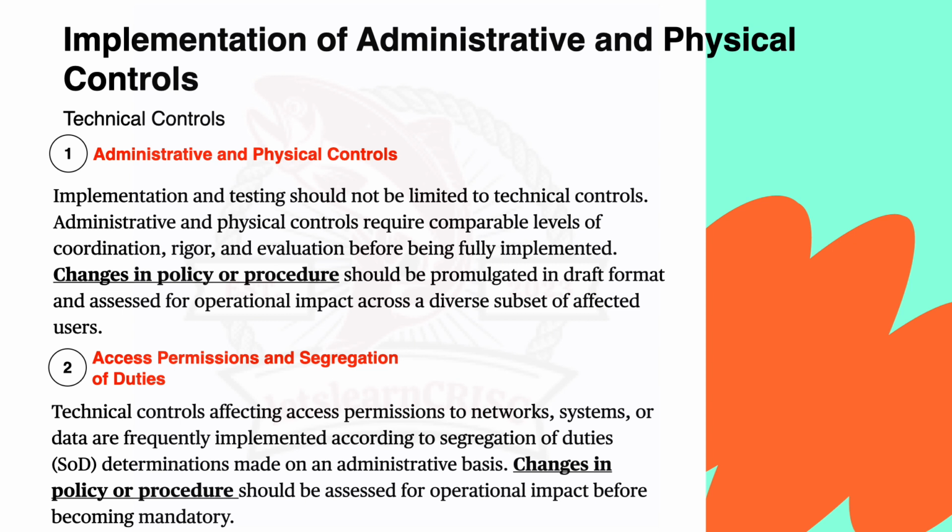So in simpler terms, these points emphasize that the implementation of controls goes beyond just using technology. Administrative controls like policies and physical controls like locks on the doors are equally important. So friends, when making changes, whether to policies or technical controls, it is crucial to assess the potential impact on daily operation before making them mandatory, right? This ensures that security measures are effective without causing unnecessary disruption.